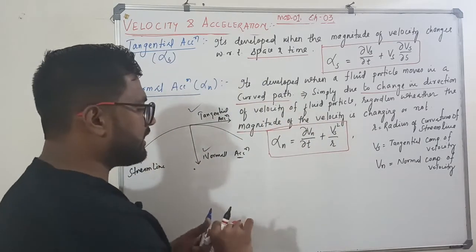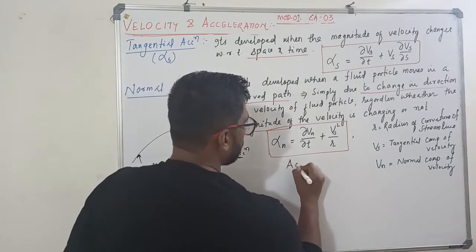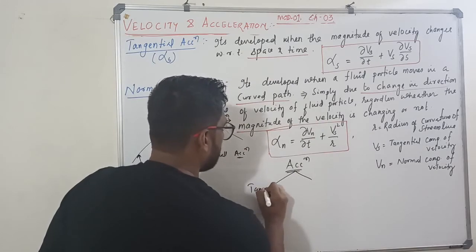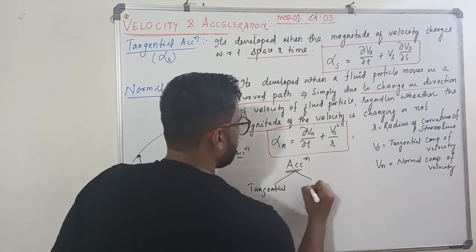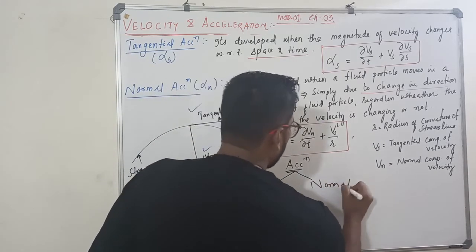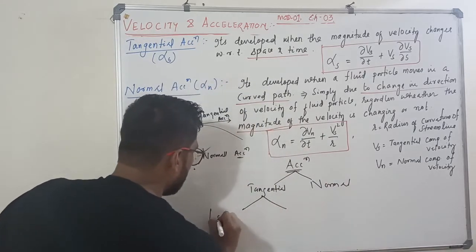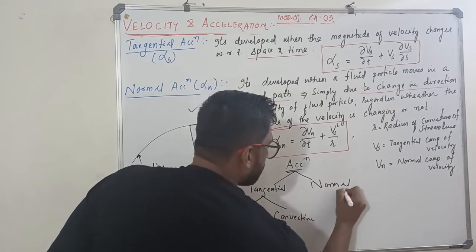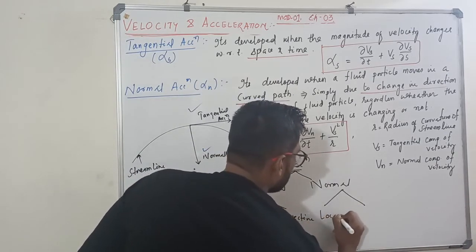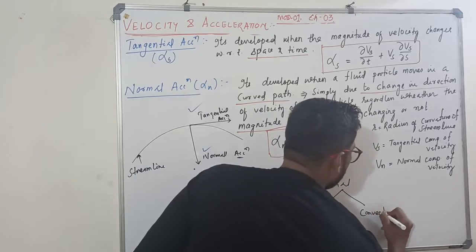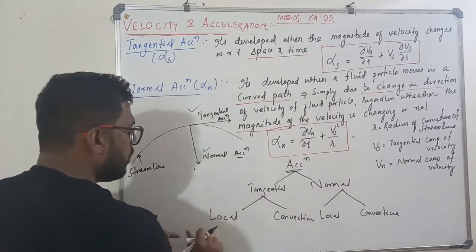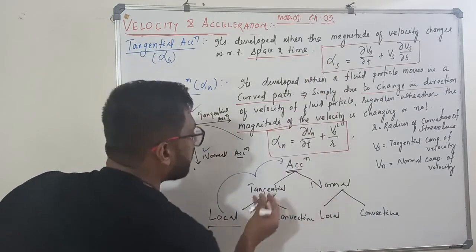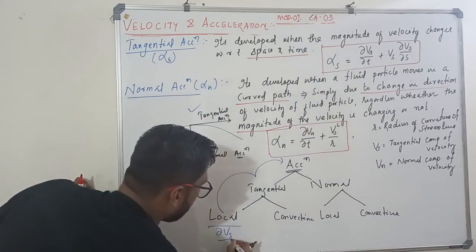So hence what we came to know, sir, you were talking about acceleration. Now you say two types of acceleration. One is your tangential component, another one is your normal. Again tangential, here we have two, local and convective. Normal also we have two, what? Local and convective component of acceleration. What is the local component? Local tangential acceleration, sir, dou Vs by dou T.